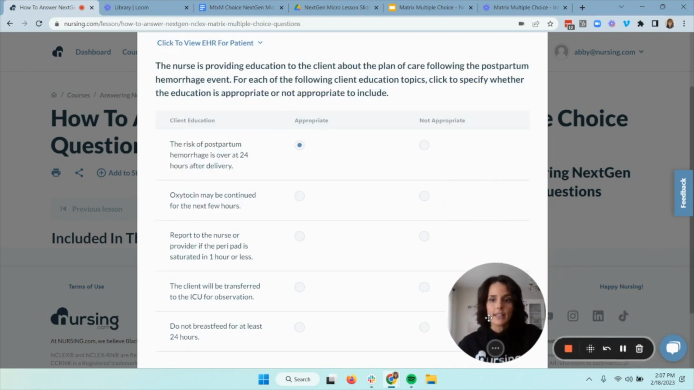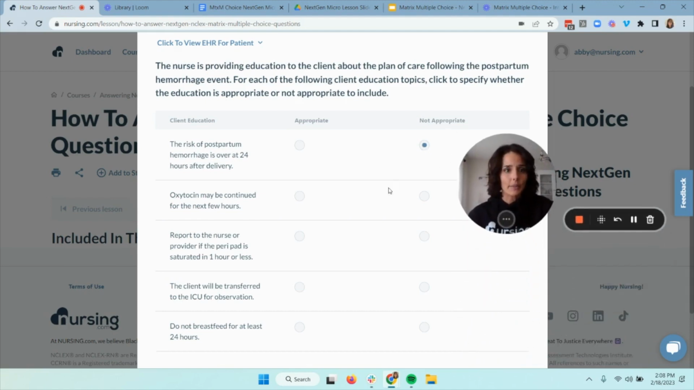So this first one says, the risk of postpartum hemorrhage is over at 24 hours after delivery. Is that appropriate education? This is pretty absolute. I look for this on questions as well. Is over. There's no more possibility of postpartum hemorrhage. That's not appropriate education. It's not true. The risk for postpartum hemorrhage is not over at 24 hours. So this is inappropriate education. Also, let's take a look at the next one.